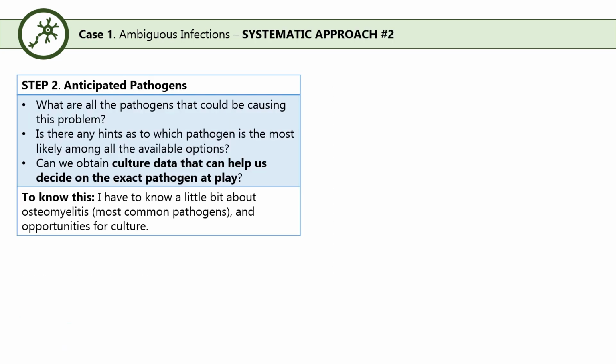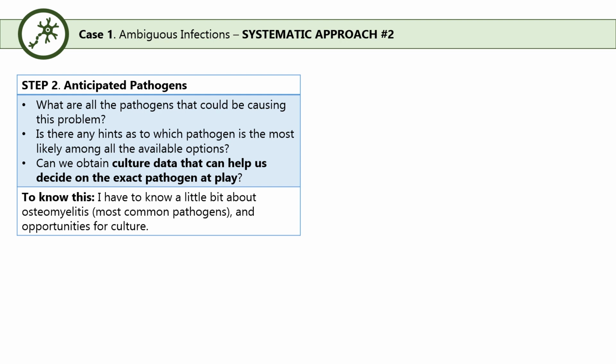Remember, step 2 is to determine our most anticipated pathogens most likely implicated in the infection and decide if we are able to obtain any microbiologic testing to help us determine culture-directed therapy. We've done this before. We need to consider all the possible pathogens that could be causing this problem and then refine that list to the most likely pathogens. If there are any hints in the case that can make one pathogen more likely than the others, we need to find it. And then secondly, we have to ask if there's any microtests that can be done to help us.